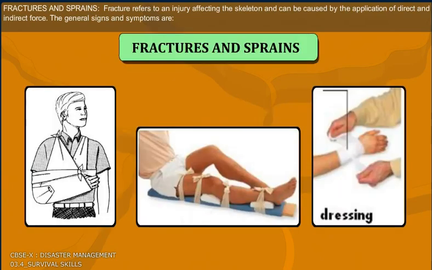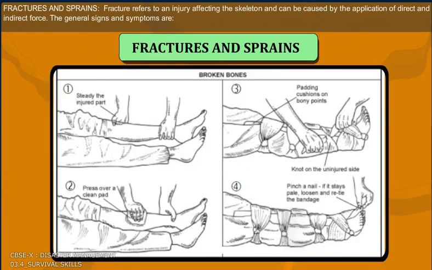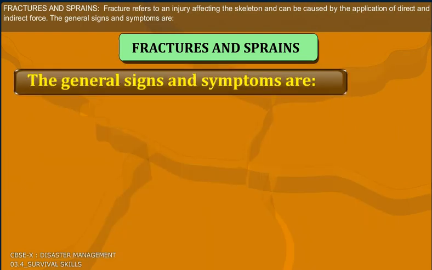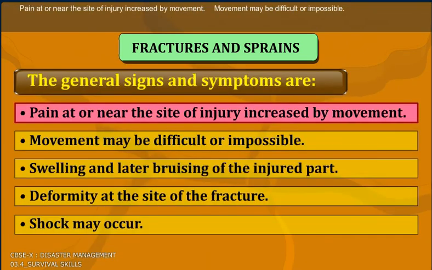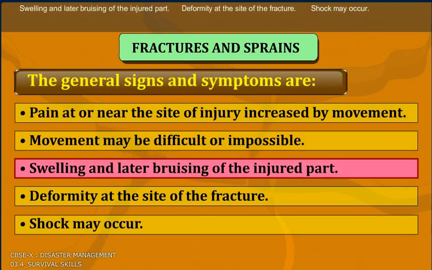Fractures and sprains. Fractures refers to an injury affecting the skeleton and can be caused by the application of direct and indirect force. The general signs and symptoms are pain at or near the site of injury increased by movement. Movement may be difficult or impossible. Swelling and later bruising of the injured part. Deformity at the site of the fracture. Shock may occur.